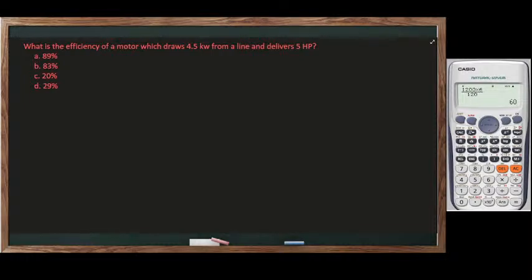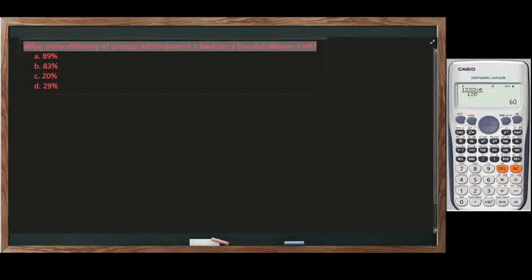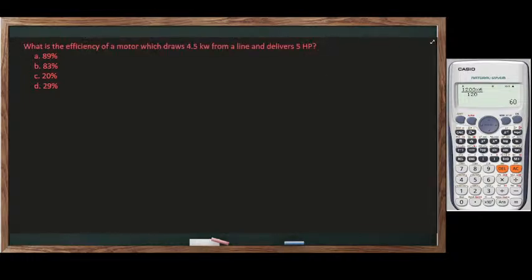Okay, so let's answer this one, no? So yung ating nahanap is the efficiency. The formula for the efficiency: efficiency is equal to the power output over the power input times 100. Of course, the unit for efficiency is percent. Okay, so yung ating power input, that is the power that is drawn by our motor from the source. So our power input is equal to 4.5 kilowatts.